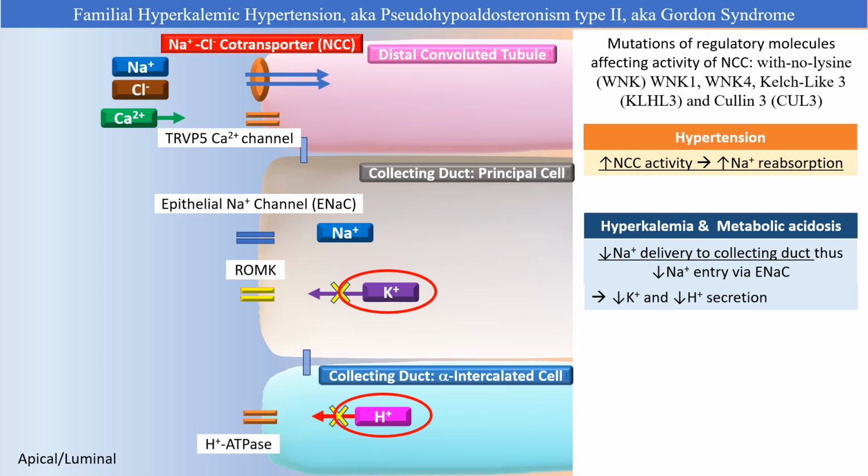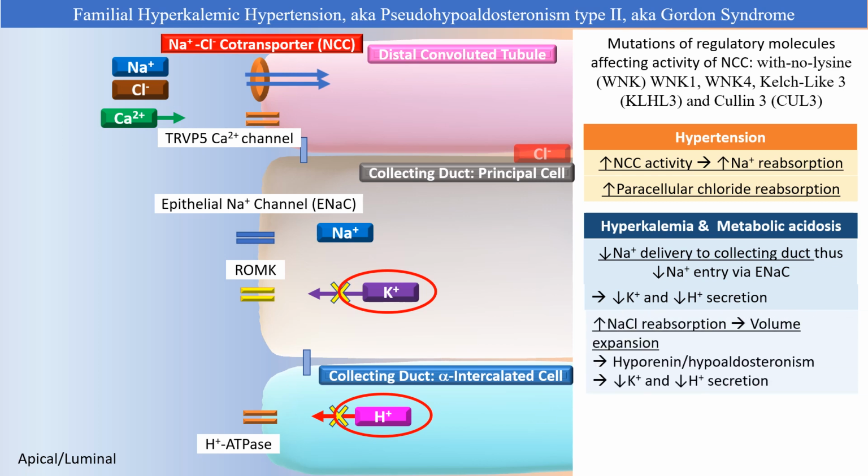In some patients, there may also be increased paracellular reabsorption of chloride, which also contributes to volume expansion and hypertension. Of note, when there is increased sodium chloride reabsorption and volume expansion, the renin-angiotensin-aldosterone system will be downregulated. This means these patients will have low levels of renin and aldosterone. Low aldosterone reduces potassium and hydrogen secretion and contributes to hyperkalemia and metabolic acidosis.